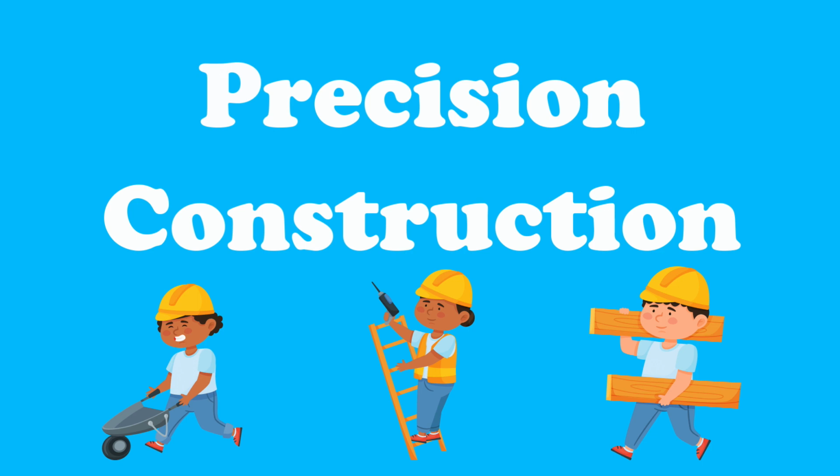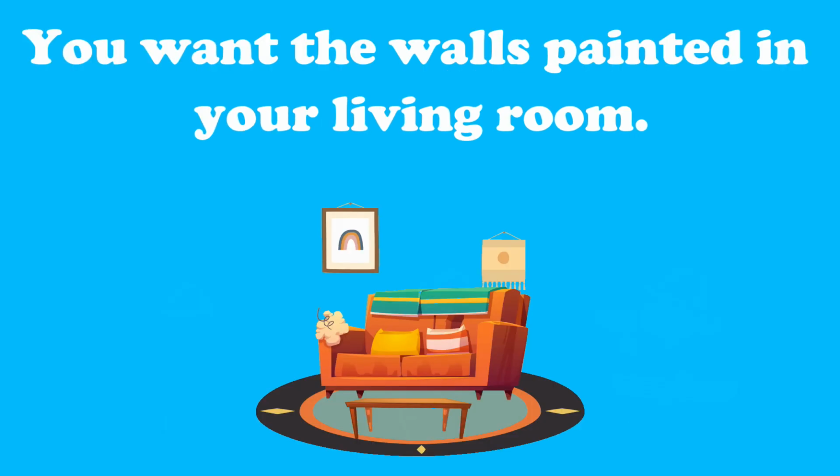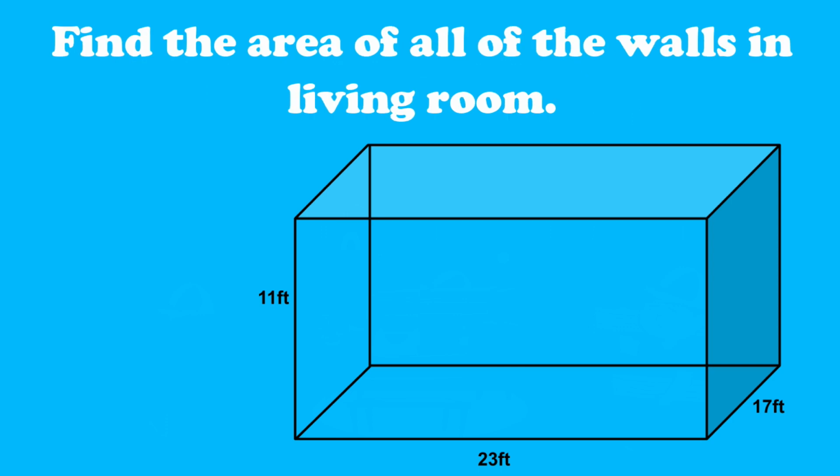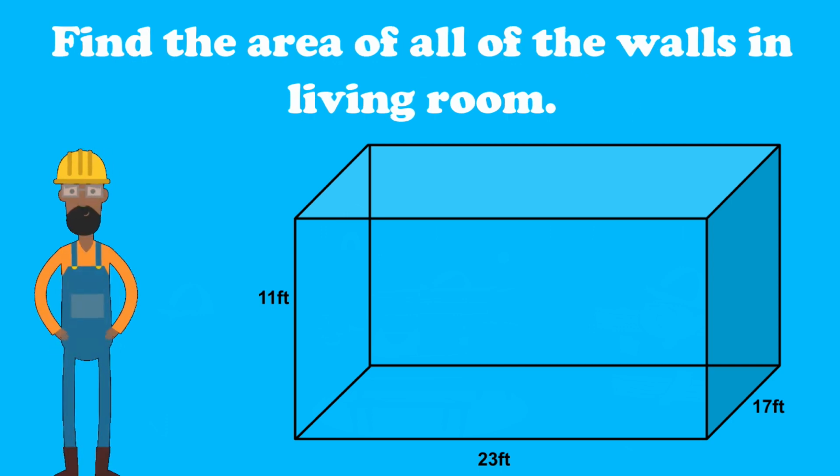Today we're looking at Precision Construction Company. We're going to hire them to come and do some work for us. So we want them to paint the walls in our living room. Well, here's a model of our living room. Our living room is a rectangular prism. You can see the dimensions below, 23 feet by 17 feet and 11 feet tall. So we need to find the area of the walls. That would be the lateral area of this prism.